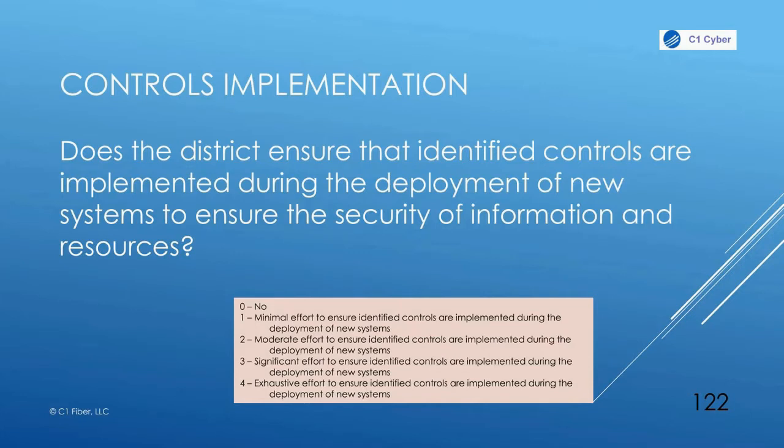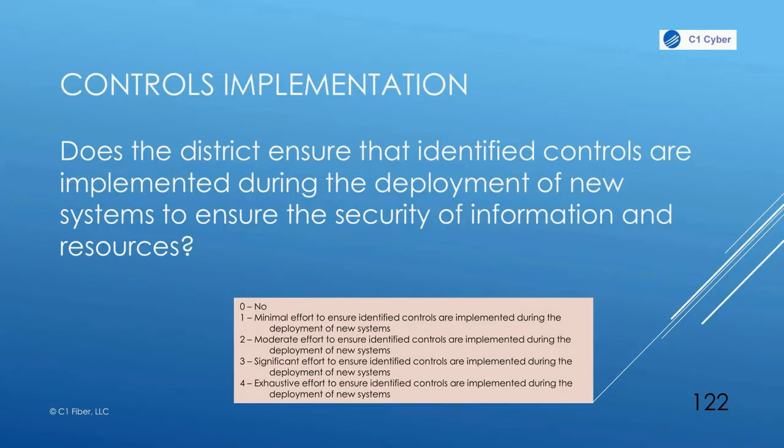Does the district ensure that identified controls are implemented during the deployment of new systems to ensure the security of information and resources? Score 0 if your organization does not ensure that identified controls are implemented during deployment of new systems. Score 1 if your organization makes a minimal effort to implement identified controls during new system deployment.